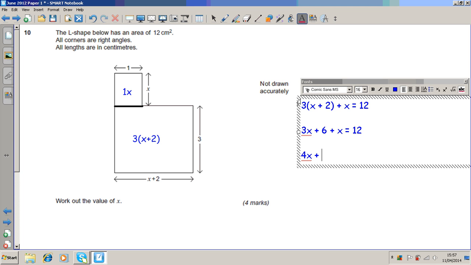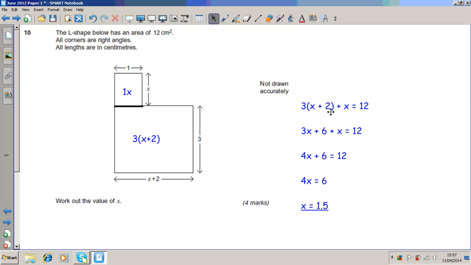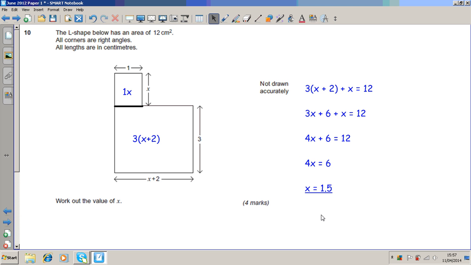And put your x's together. 4x plus 6 equals 12. Now if I take 6 off this side, I've got 4x equals 6. And dividing 6 by 4, you're going to get 1.5. And that is your answer. 4 marks for that. I should imagine there's 1 mark for working out them two, 1 for putting them together to equal 12, and then 2 for solving it, I should think.